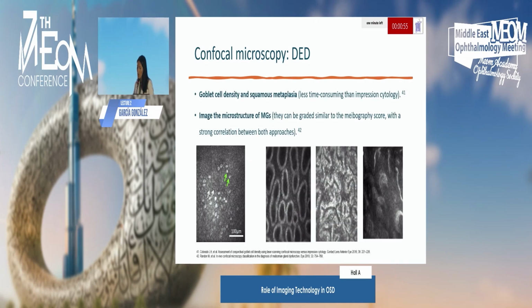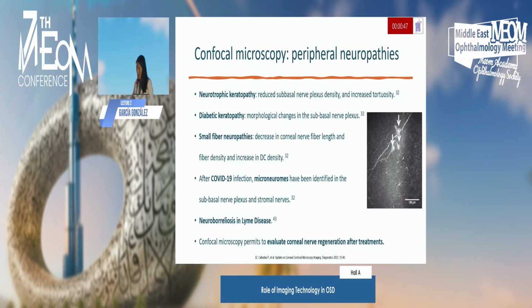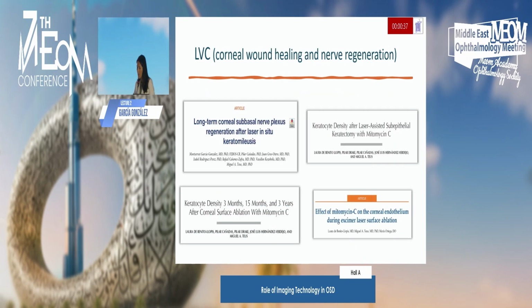We can also measure the global cell density in less time than impression cytology, and also we can obtain images of the meibomian glands. This technology is also useful for peripheral neuropathies in order to evaluate corneal nerve regeneration after treatments. And also our group has used this technology for evaluating and for a better understanding of corneal wound healing and nerve regeneration after corneal refractive surgery.